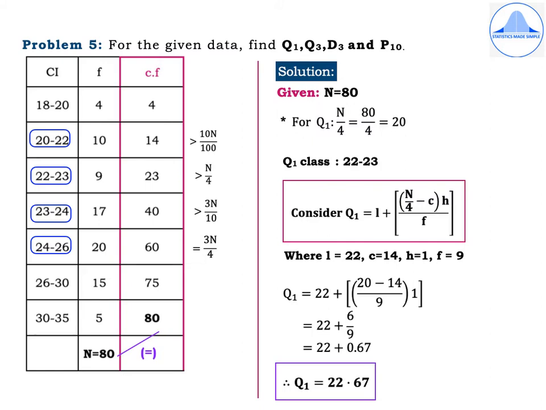So where L is equal to 22, that is the lower limit of the Q1 class. C is the cumulative frequency preceding the Q1 class, which is 14. H is the width of the Q1 class, that is 1. And F is the frequency of the Q1 class, that is 9. Substituting, we get Q1 equal to 22 plus 20 minus 14 by 9 into 1, which is equal to 22 plus 6 by 9. Taking only two places after the decimal after rounding off, we get equal to 22 plus 0.67. Therefore, Q1 is equal to 22.67.